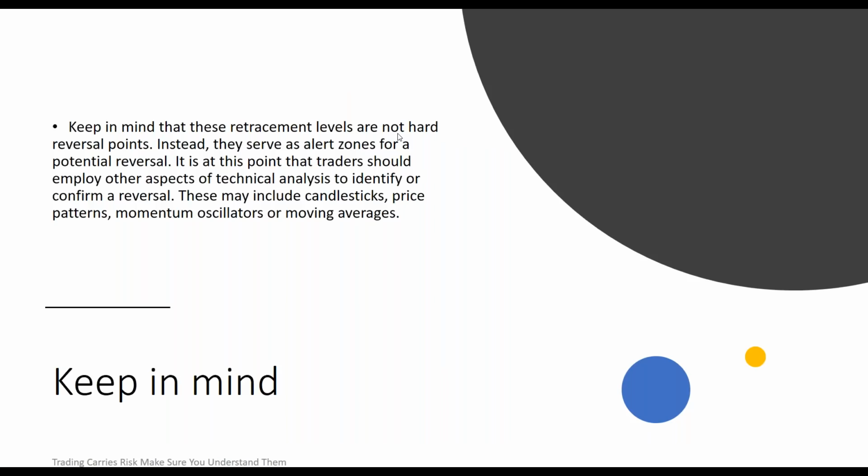Now keep in mind that these retracement levels are not hard reversal points. Instead, they serve as an alert zone for a potential reversal. It is at this point that traders should employ other aspects of technical analysis to identify or confirm a reversal. These may include candlesticks, price patterns, momentum oscillators, or moving averages.